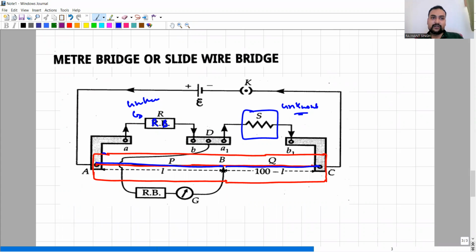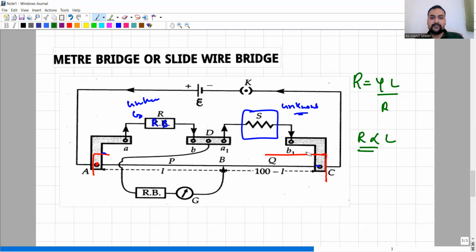Now, previously you have learned that the resistance of any resistor is proportional to the length, isn't it? The resistance is proportional to the length. In the potentiometer we have resistance proportional to the length, and potential drop also proportional to the length. Here we are going to use the same principle. How? First, pick up a point between these two resistances R and S as a point D.